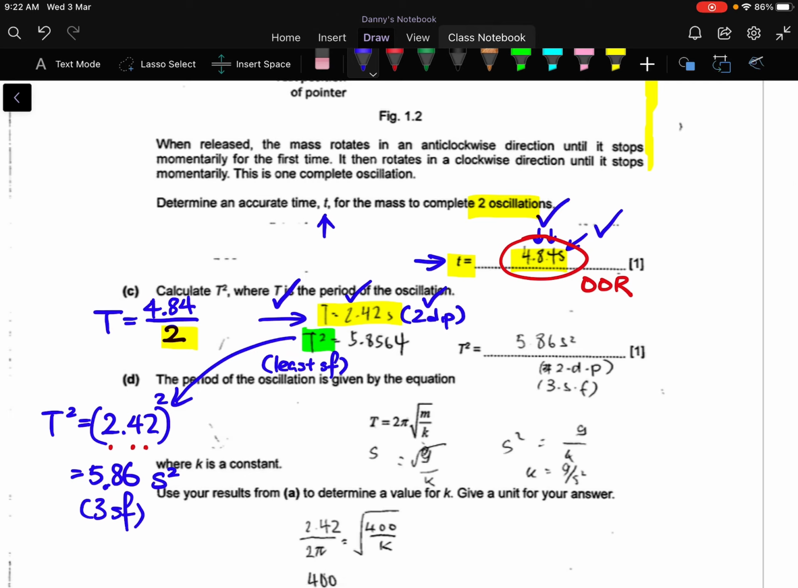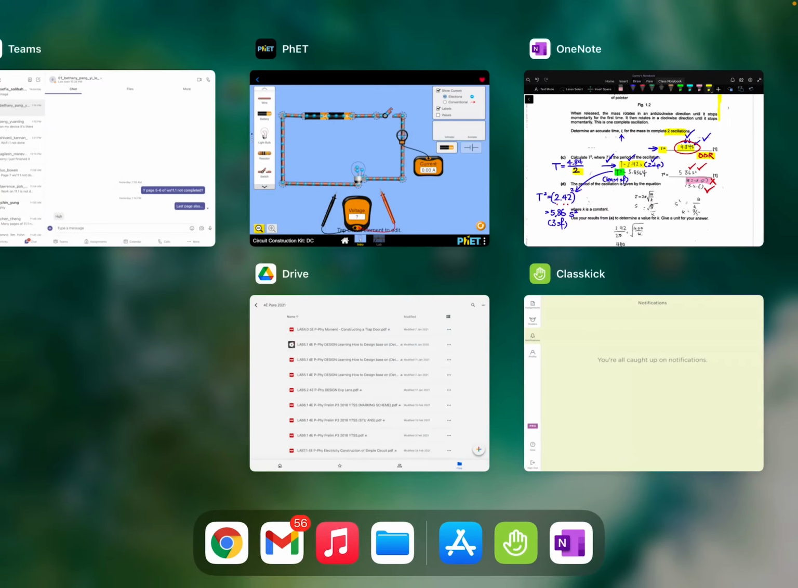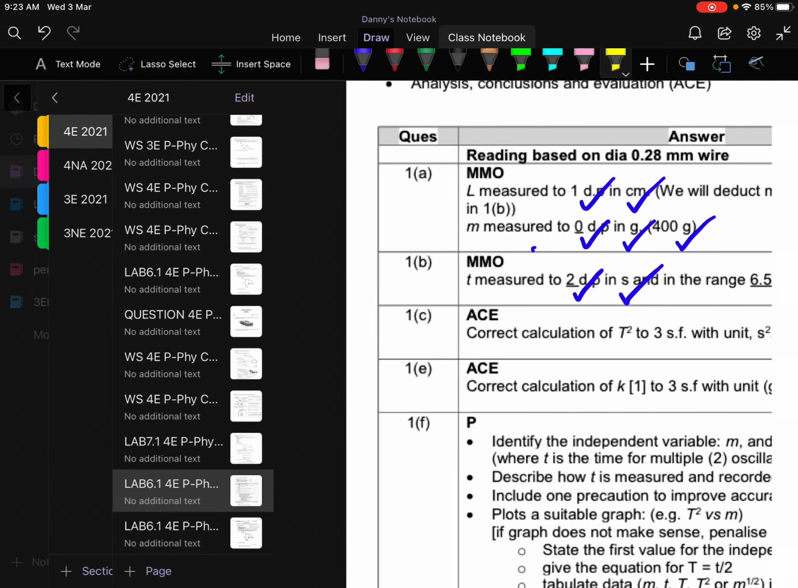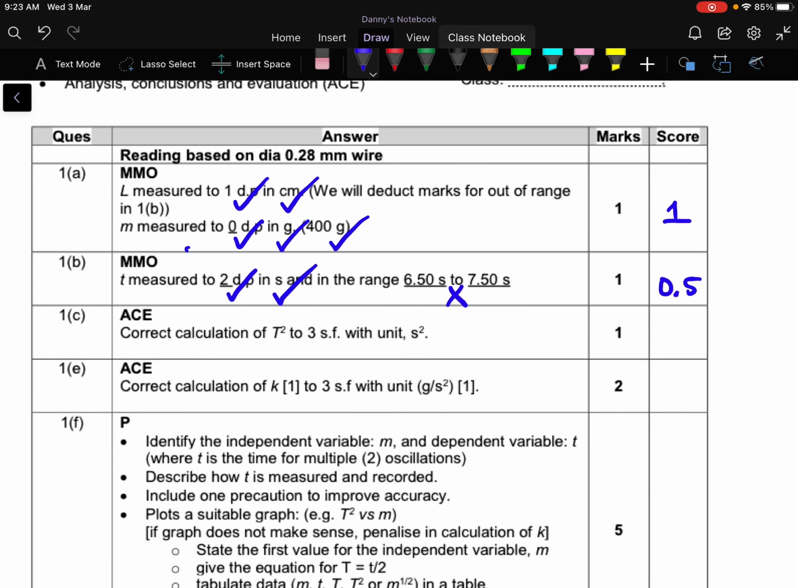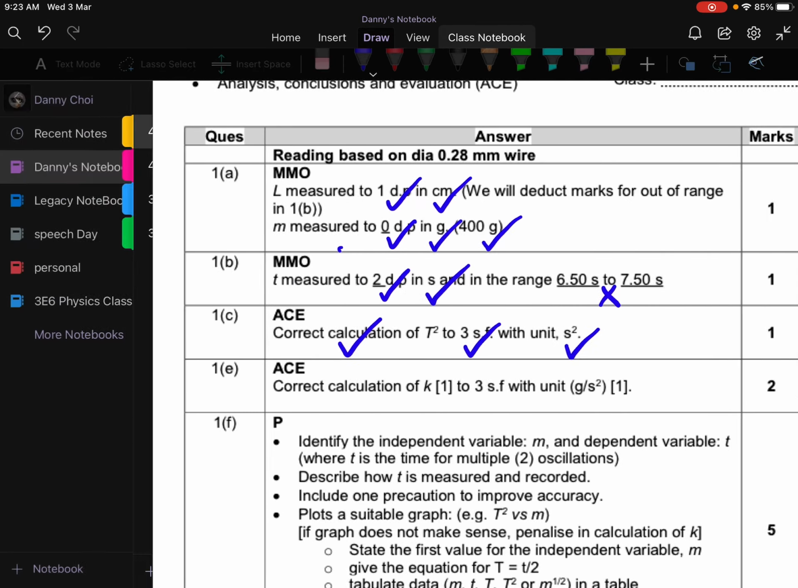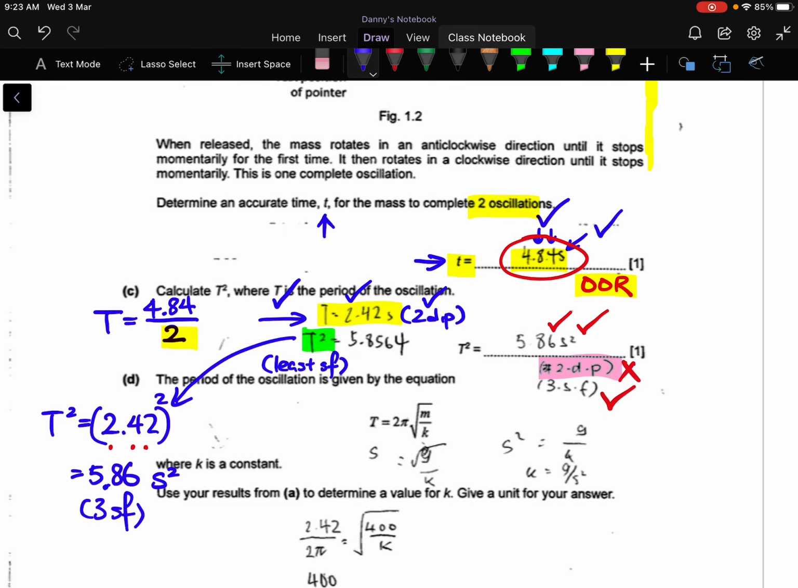So for Devon, very good. I will give her the benefit of the doubt. This is wrong, but this is correct. So 5.86 correct, unit correct. Okay, and since I have already penalized her on the accuracy, I will not penalize her on that again. So I think she will get the full mark. So let's see. Down here, 3SF, unit s square, correct calculation. So 1 point. So down here, she is getting 1. Here is getting 0.5.